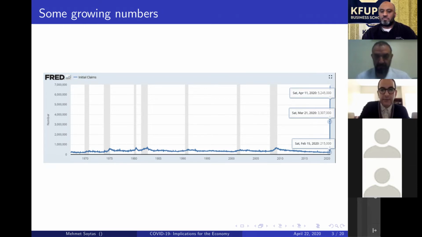This is weekly data starting from the 1960s, and you can see the number going down to as low as 100,000 and up to close to 1 million. But something weird is happening at the very end, when we come to the last 2 months. I put a couple of weeks here, and you can see that number.